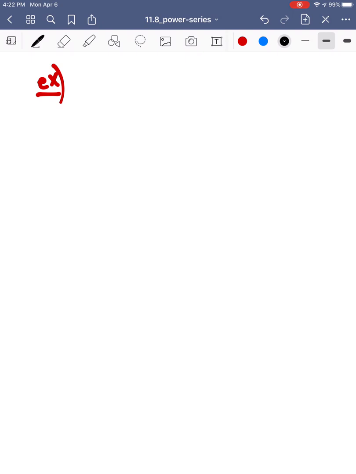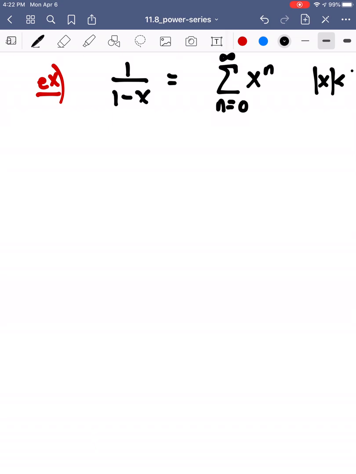So if we start off with our power series and function 1 over 1 minus x, it's equal to the power series of x to the n. Again, this is true when x is less than 1 in absolute value. And well, let's come across and just differentiate both sides.